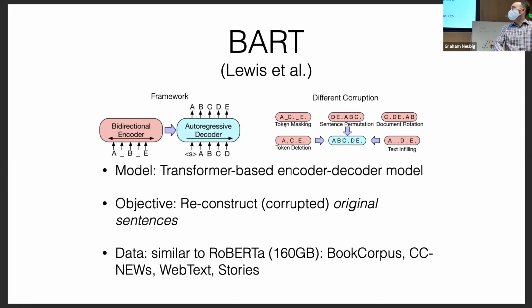And what they do is they do a bunch of different corruption operations on the input. So they do things like deleting some tokens from the input, masking out some tokens from the input, permuting the order of sentences, rotating a document, and also text infilling, which is like adding extra things inside the text that you will then fill in. And in all cases, they're trying to reproduce the original text.